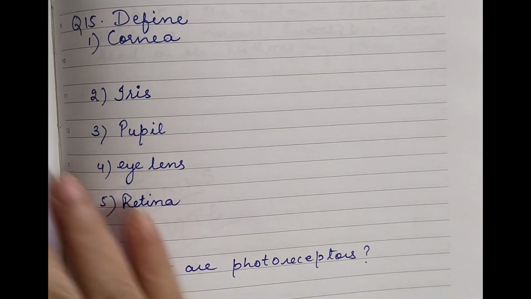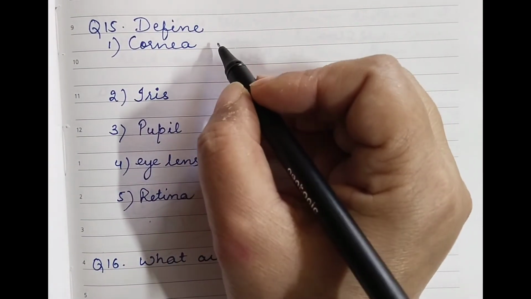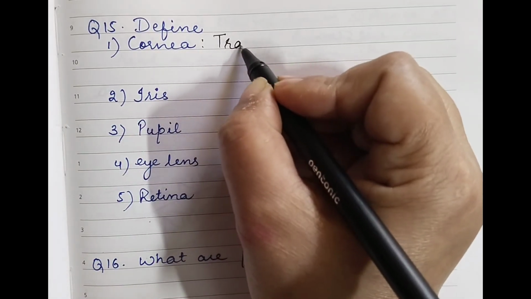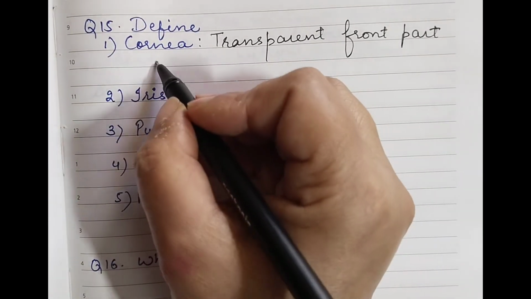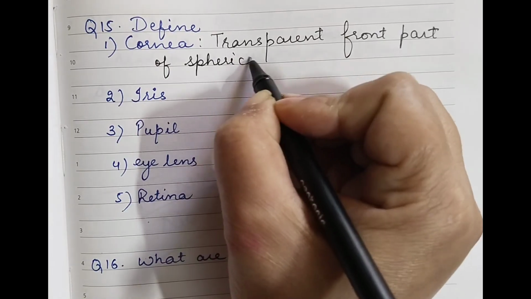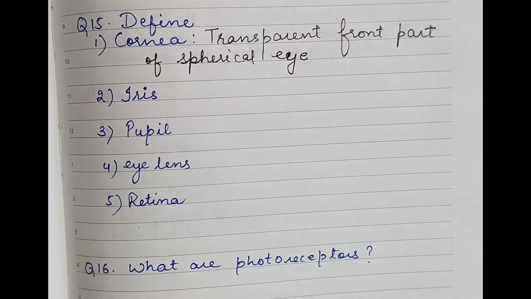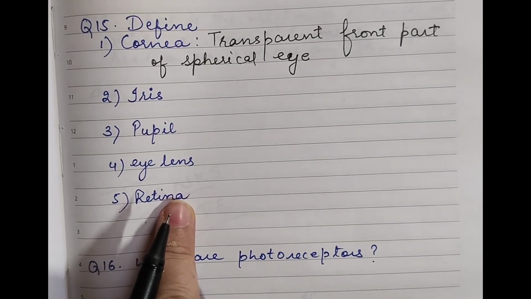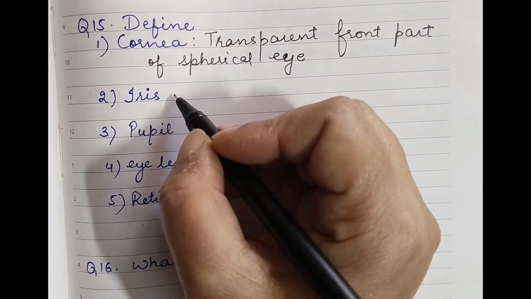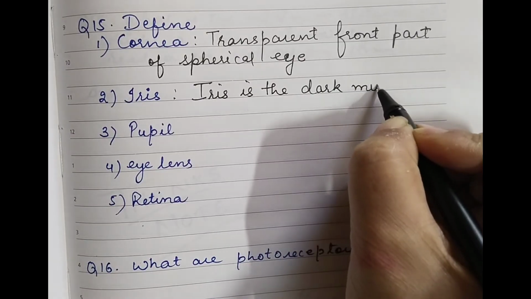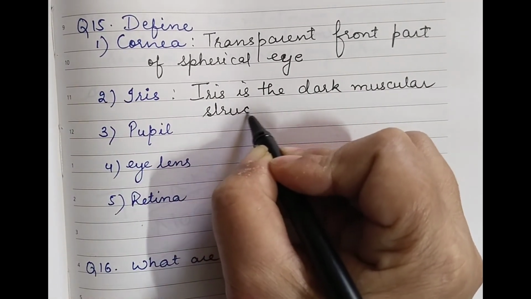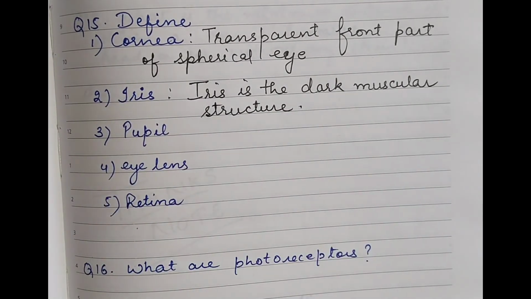Question number 15. Define cornea. It is a part of our eye. The transparent front part of the spherical eye is called the cornea. It is transparent. Iris is the dark muscular structure. Now, the color of the eyes, brown eyes, green eyes, black eyes, depends upon the color of the iris.